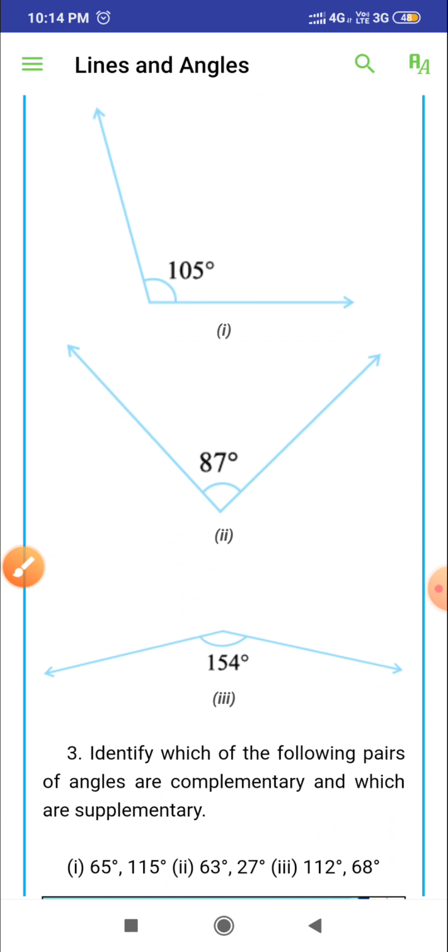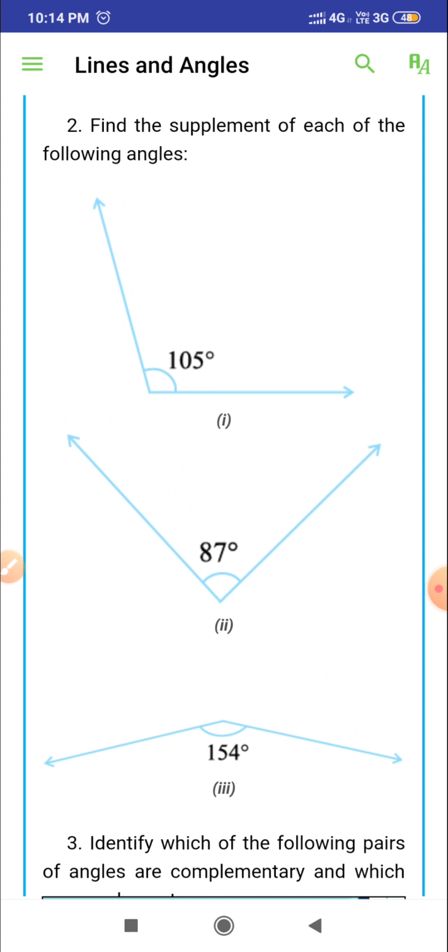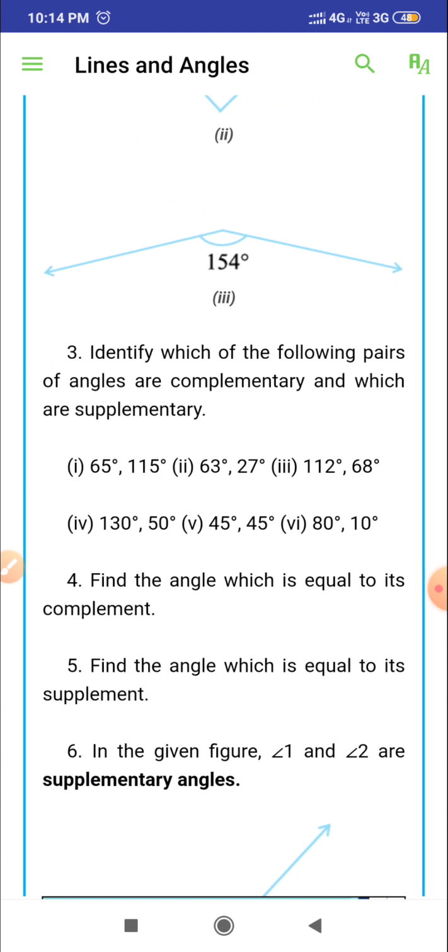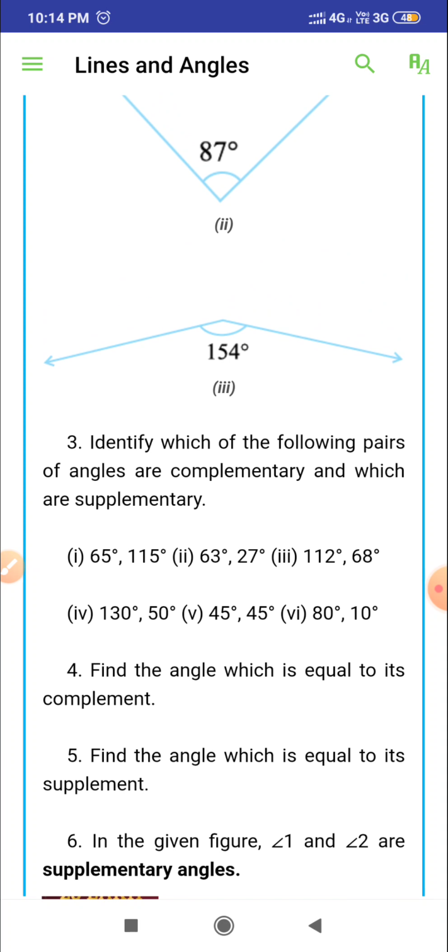In this way, you can solve the rest of the two parts of this question by yourself. Now move to our third question: identify which of the following pairs of angles are complementary and which are supplementary. As I discussed in my last video, complementary angles are those angles whose sum is 90 degrees, whereas supplementary angles are those angles whose sum is 180 degrees.